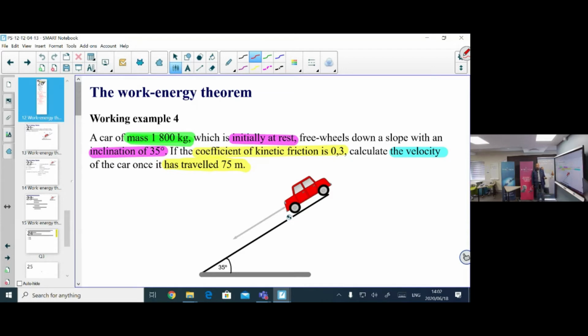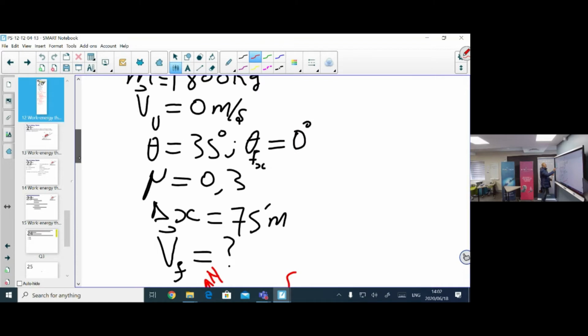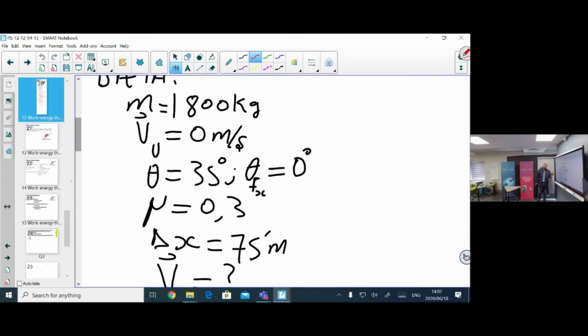In other words, they gave us even the displacement. That is the distance covered. If you can just look at that, that is how we have the object, and this 35 degrees there is the horizontal, inclined. Then we wrote down our data, the given information, where the mass was 1,800 kilograms. The initial velocity is equal to 0 meters per second because of rest. Theta there is that 35 degrees.